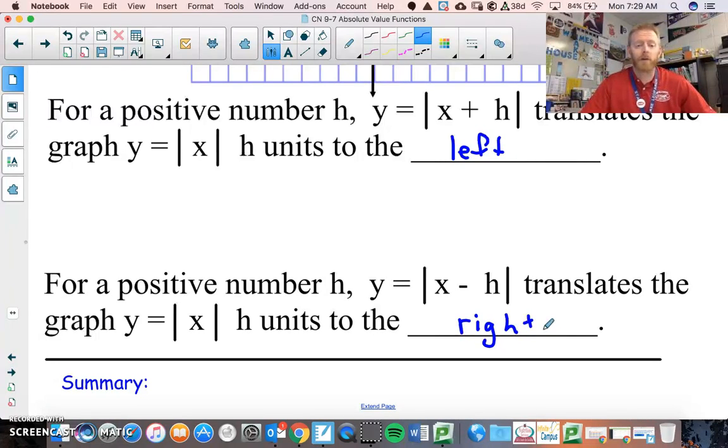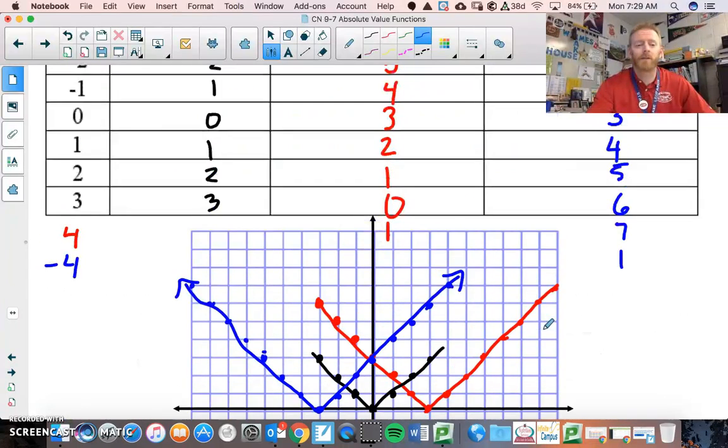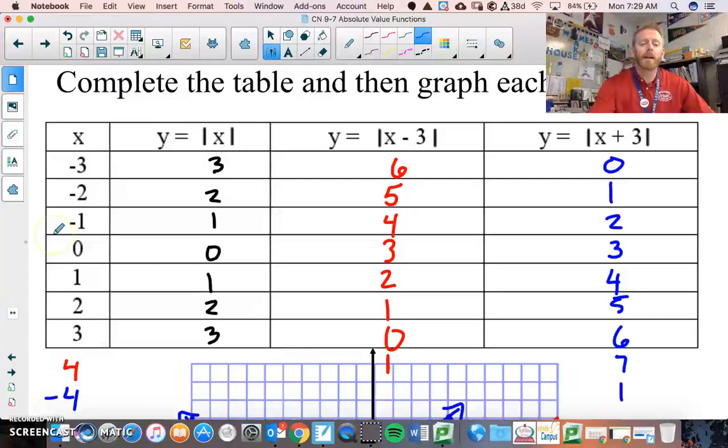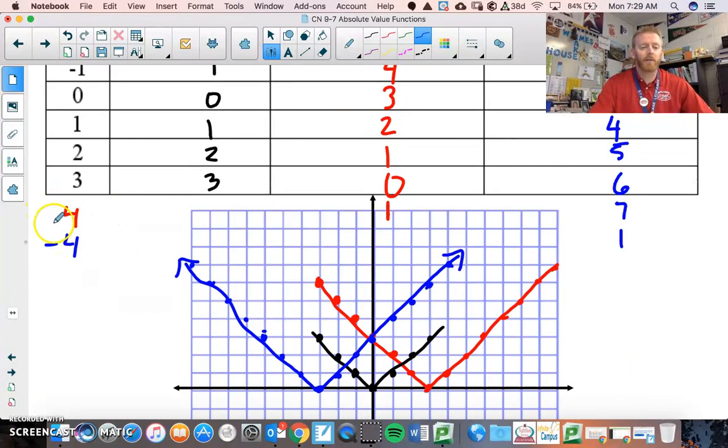Again, remember that if you don't know how to graph any of these things, you can easily just make a table, plug numbers in. If you need to extend your table like I did with these two so that we can find out exactly where that V vertex takes place, I think that's a pretty good idea.